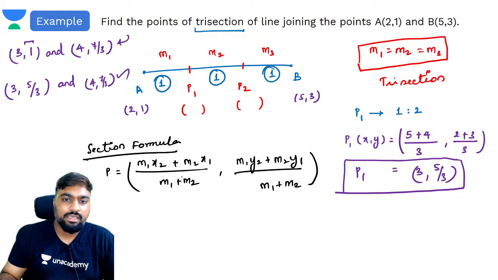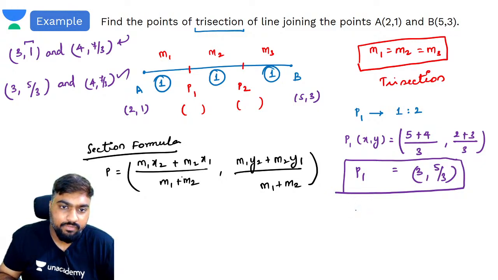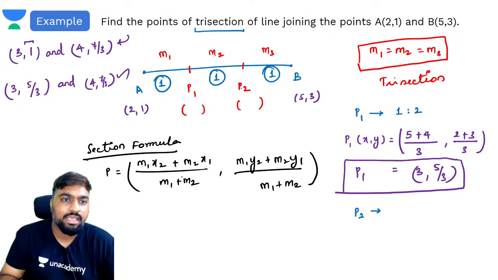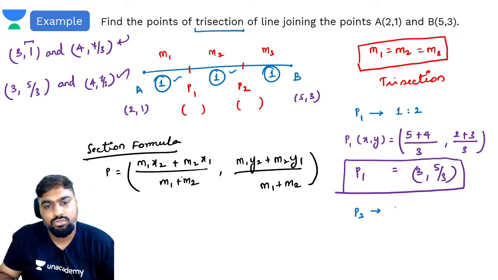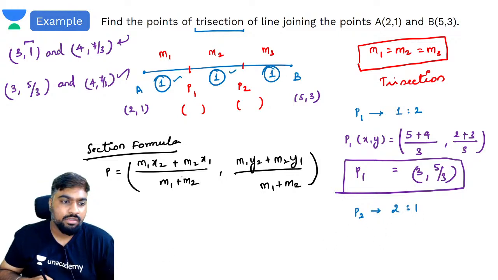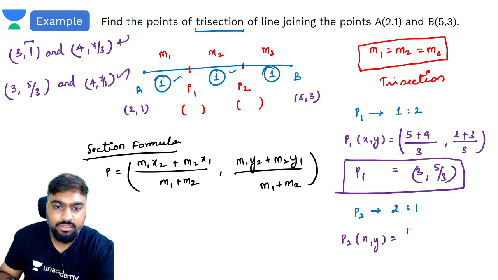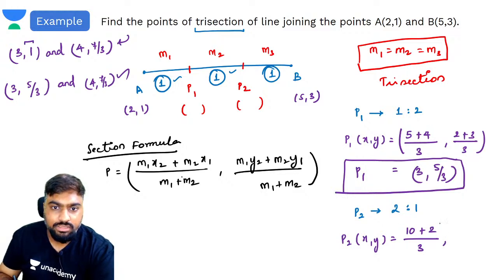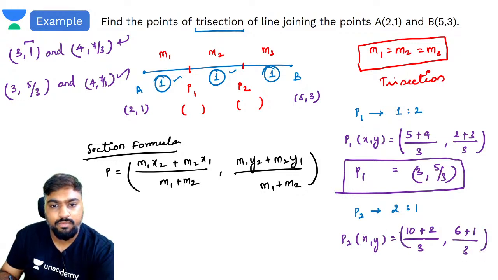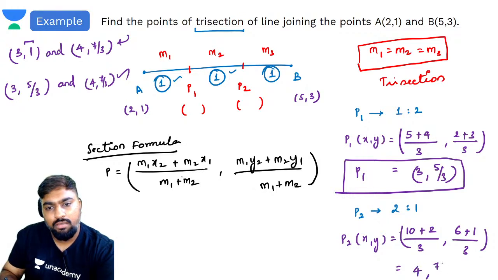So we found out P1 is 3, 5/3 and we need to find P2 now, right? P2 का क्या ratio है? P2's ratio is 2:1, right? 2 parts is to 1 part. So 2:1 is P2. So to find P2's coordinates, P2 का x, y will be what? 2 into 5, 10 plus 1 into 2 by 3, comma 2 into 3, that is 6 plus 1 into 1 by 3. Yes, which is 12 by 3, that is 4, comma 7 by 3.